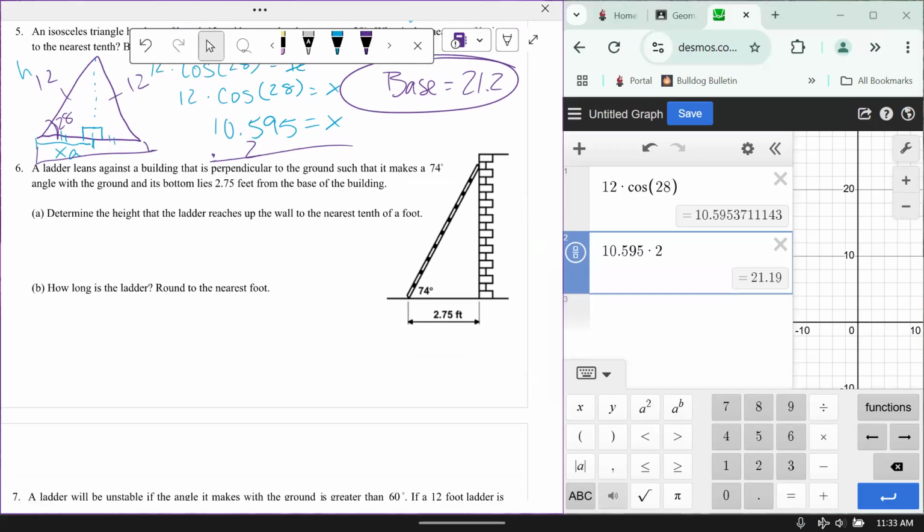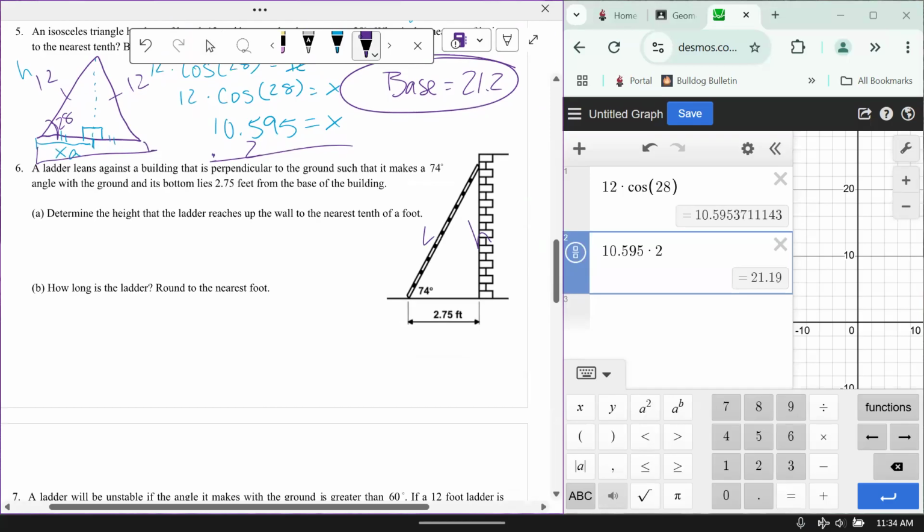Okay. Number 6, a ladder leans against a building that is perpendicular to the ground that makes a 74-degree angle with the ground, and the bottom of the ladder is 2.75 feet from the base of the building. Determine the height that the ladder reaches up the wall to the nearest foot. So the height right here is this guy. And then how long is the ladder to the nearest foot? This would be the length of the ladder for B.